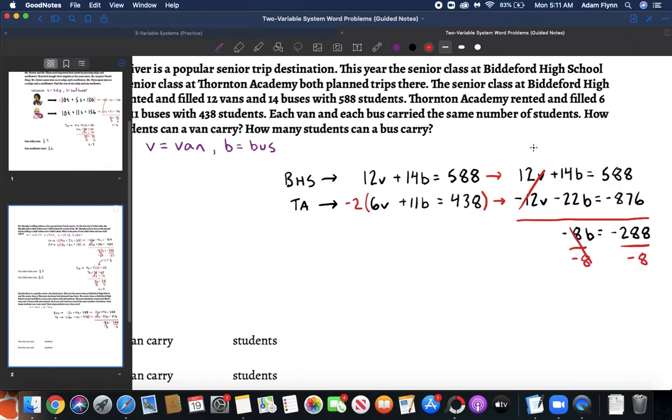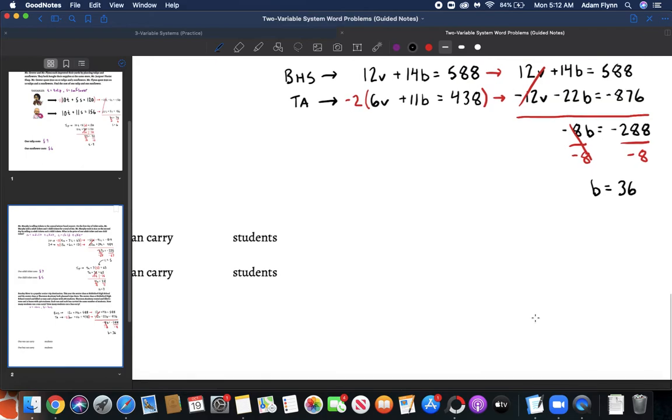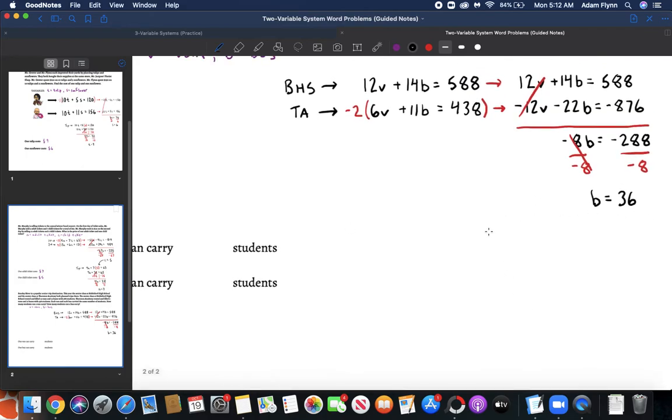Negative 8's cancel on the left side. And on the right side, we are left with b equals negative 288 divided by negative 8, which is going to be a positive 36. Okay, so now we can choose the top or bottom equation. We can plug the 36 in for b and solve for our v. Okay, so let's do the bottom equation this time. Switch it up.